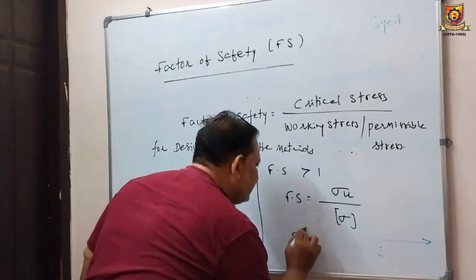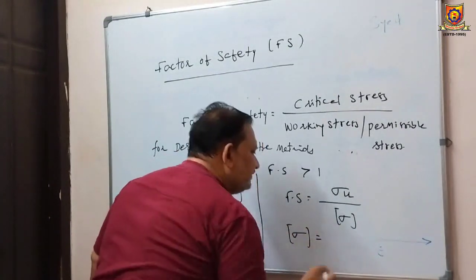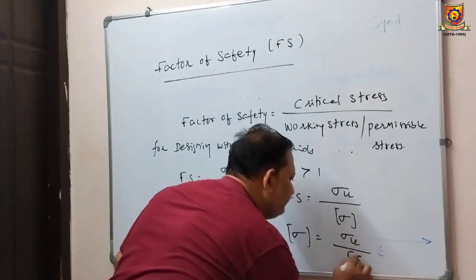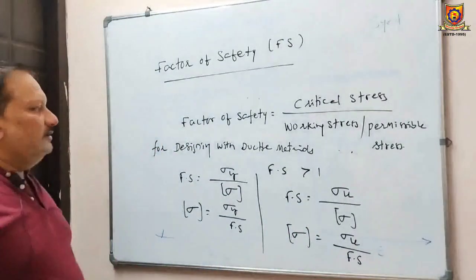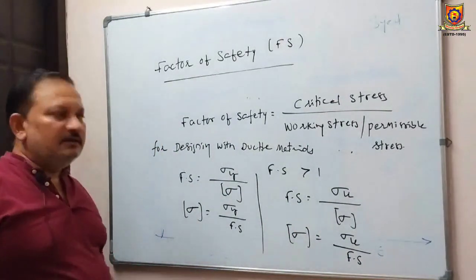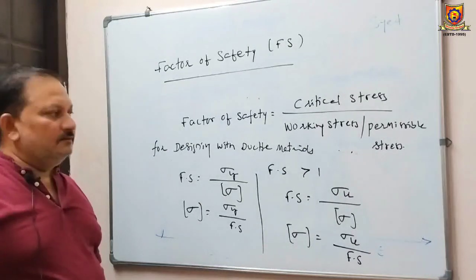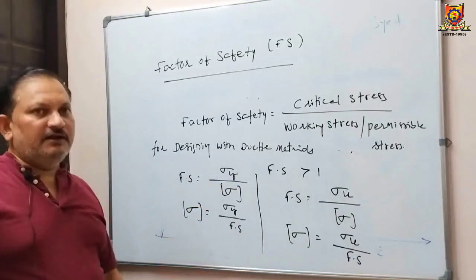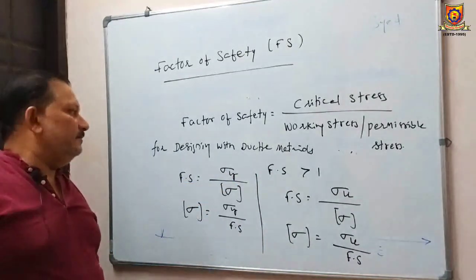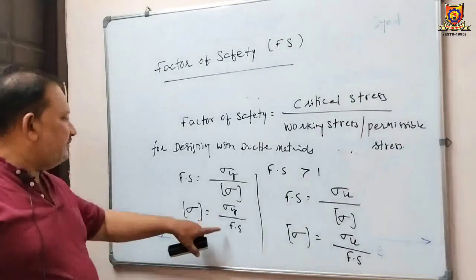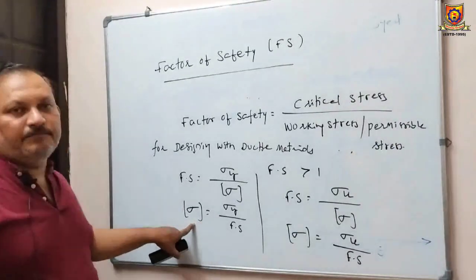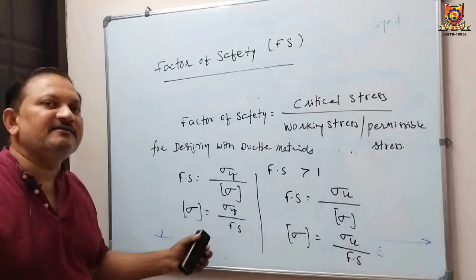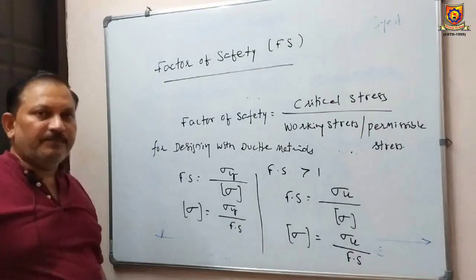And then in the case of designing of components with brittle materials, permissible stress is ultimate stress divided by the factor of safety. Right? So factor of safety is always greater than 1. If the factor of safety is a larger value, what is going to happen? The permissible stress will be lower. It means the size of the machine part is going to increase.